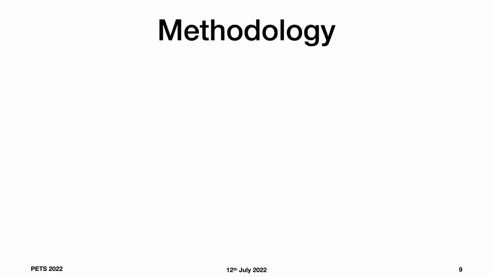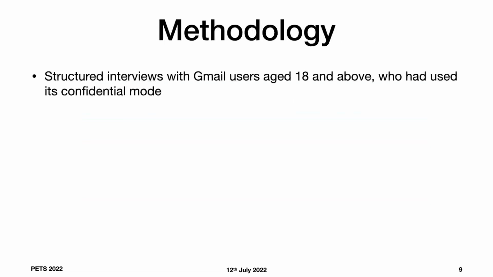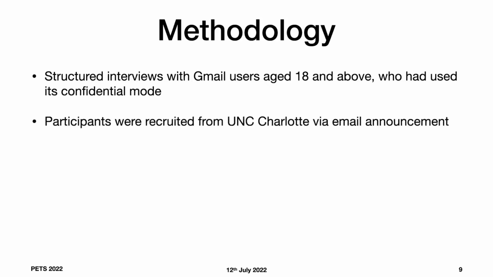In order to understand the user's perceptions and motivations of Gmail's confidential mode, we conducted structured interviews with Gmail users who were aged 18 and above and had used Gmail's confidential mode in the past. We confirmed participants' eligibility before interviewing them. Our participants were recruited from UNC Charlotte through an email announcement.